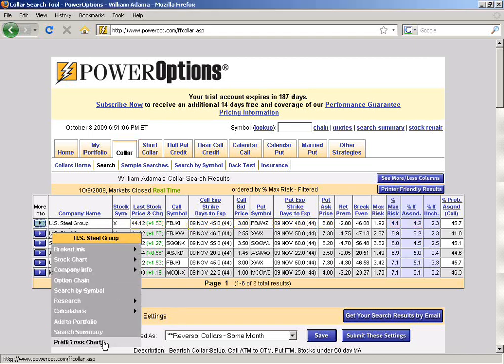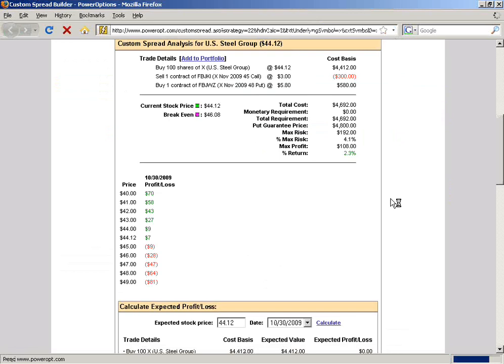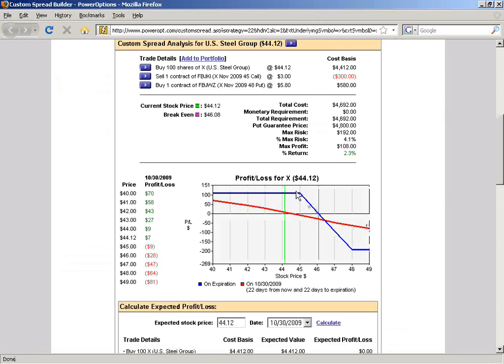Let's take a look at the profit and loss chart. Okay, what happened here? Now we see something interesting. We make our profit, the maximum profit on this position, if the stock's trading below $45, and the maximum risk on the position is if the stock's trading above 48. Well, how is that possible? We did the same thing that we did in the standard collar. We bought stock, sold a call, went long a put.